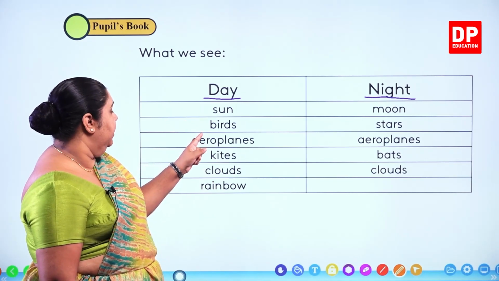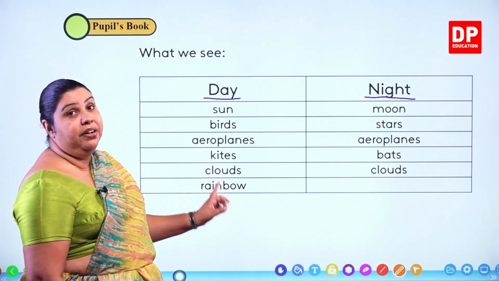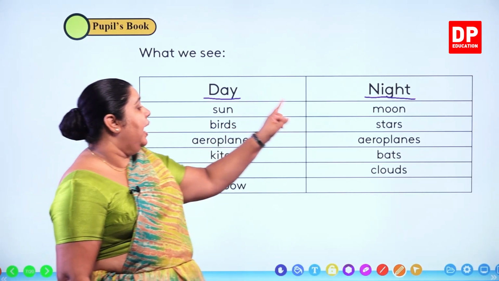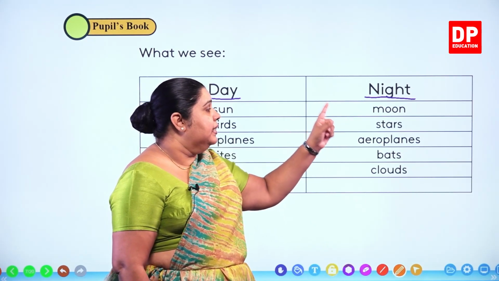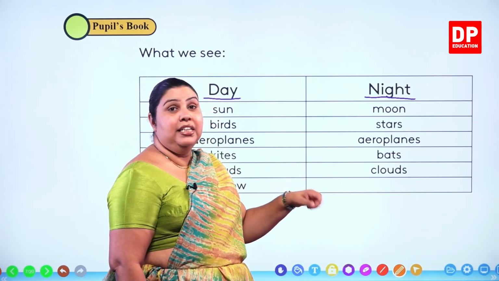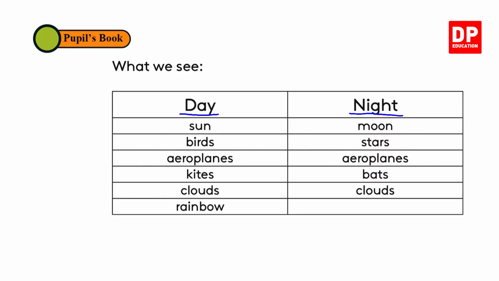Sun, birds, aeroplanes, kites, clouds and rainbow. But during the night time, in the night sky, we can see the moon, stars, aeroplanes, bats and clouds. Okay, so these are the things that we see during the daytime and during the night time.